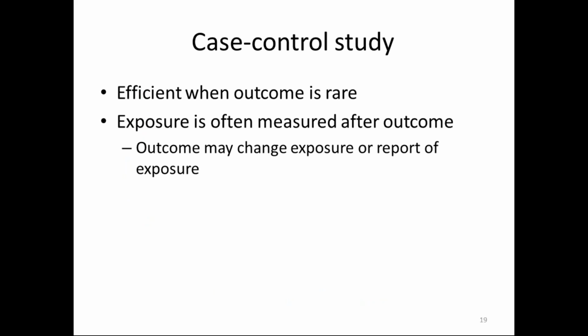Okay, so these are efficient when the outcome is rare. If you were to enroll pregnant women and try to do this study prospectively, you would need a tremendous study population, hundreds of thousands of women potentially, and that's just not really feasible. But in this case, we're asking about exposure after the outcome has already occurred. So that can change how people report, or in this case, it's reported exposure. It can also change exposure, like the lupus example.